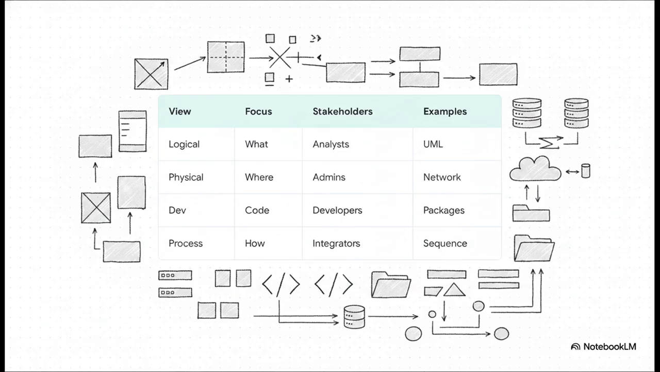The logical view serves the business analysts who really care about what the system does functionally. The physical view, that's for the system admins and network engineers figuring out where it actually runs on the hardware. Then you've got the development view, which helps software engineers organize their code packages. And finally, the process view is for performance engineers and integrators to understand how everything behaves at runtime. It just keeps everyone on the exact same page.